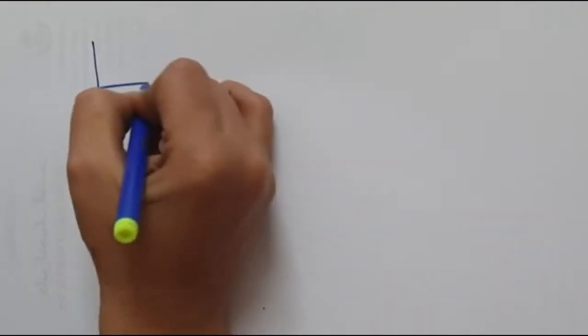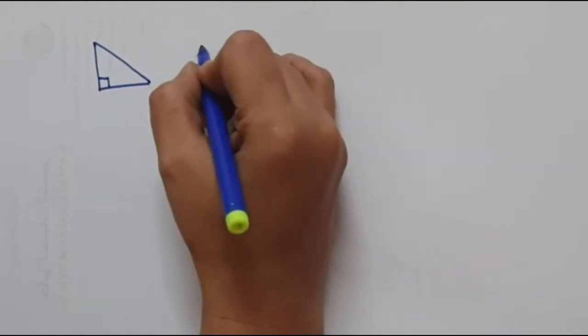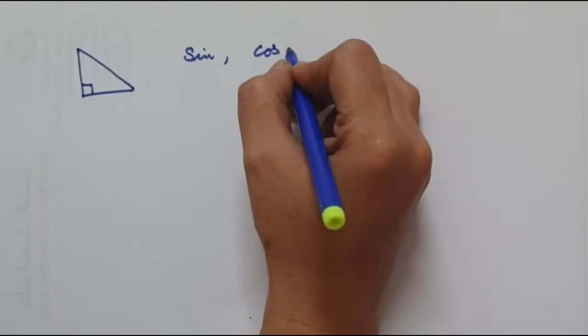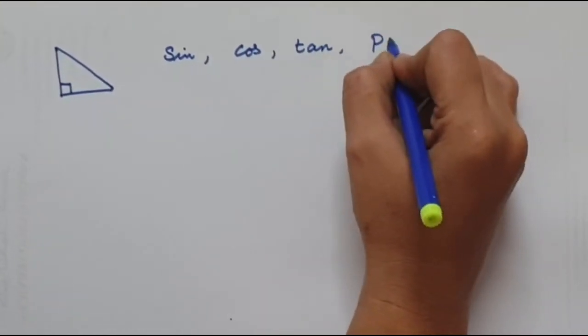Trigonometry. Given a right angle triangle, we can find the unknown sides and the angles by using the basic trigonometric ratios, that is sine, cos, tan, or the Pythagoras theorem. That is, when it is a right angle triangle, we can use sine, cos, and tan, or the Pythagoras theorem.